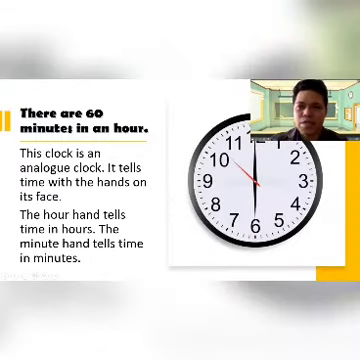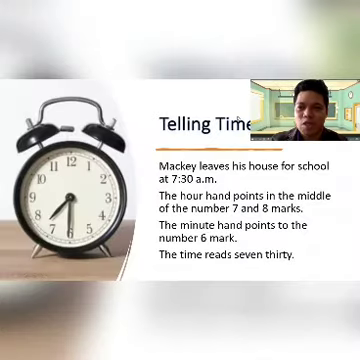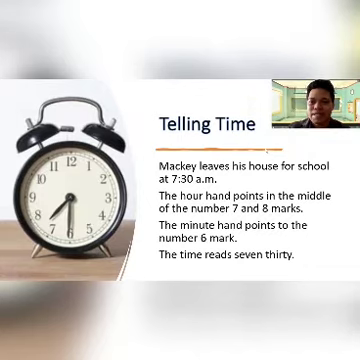So remember, kids, that there are 60 minutes in an hour. This clock is an analog clock. It tells time with the hands on its face. The hour hand tells time in hours. The minute hand tells time in minutes. So remember, kids, that there are hands that we can see in an analog clock: the minute hand and the hour hand.